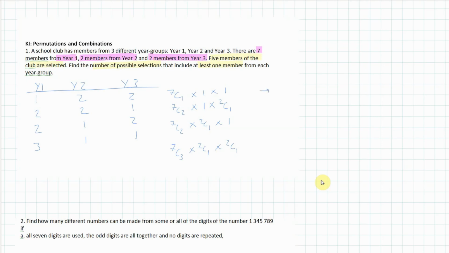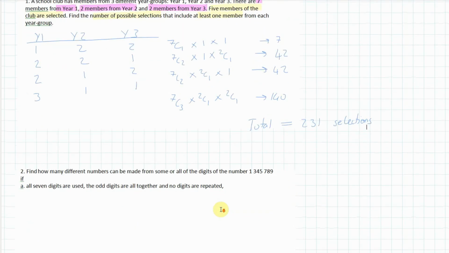So that one is 7. This one is, what is this one? 7 choose 2. That one is 42. This one is 42 as well. So I'm going to choose 3, 2 times 2. The next one is 140. Now if I add those all together, I'm getting 231. So 231 selections are possible.